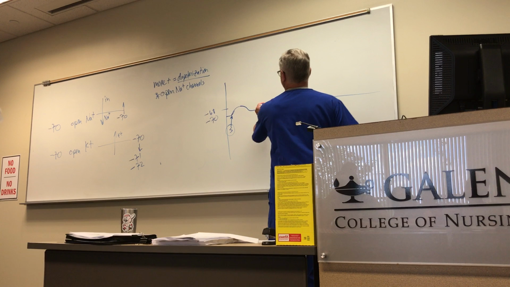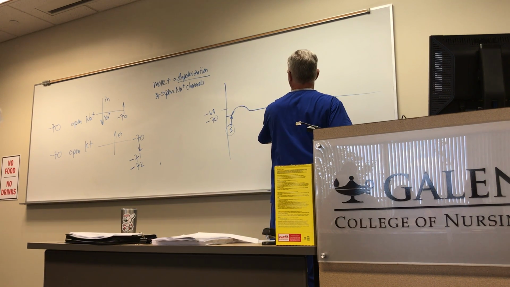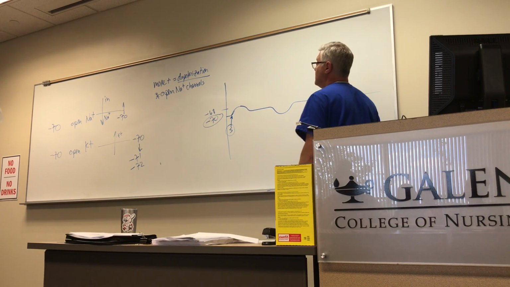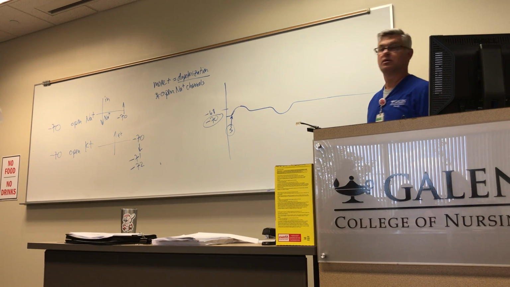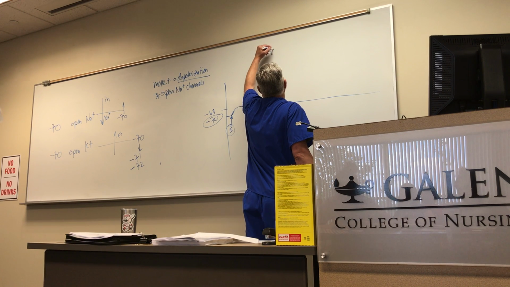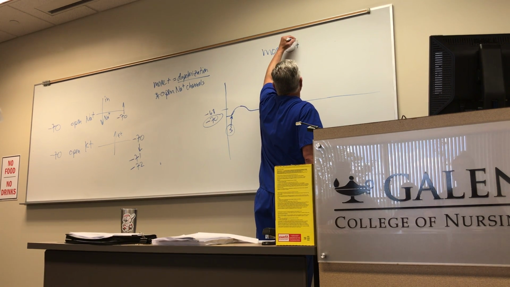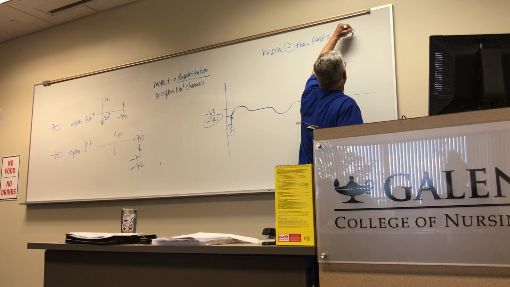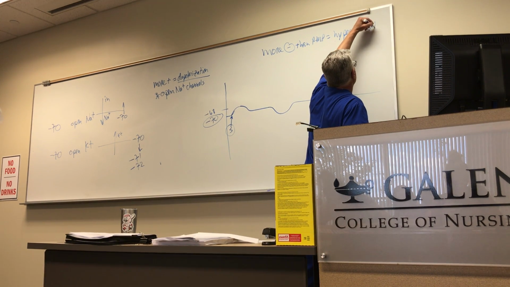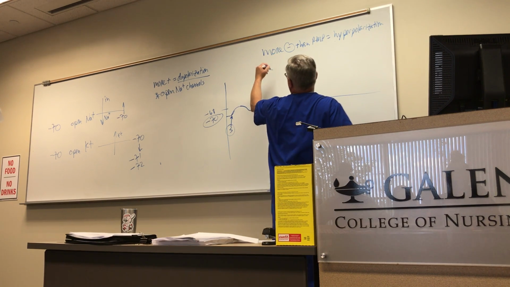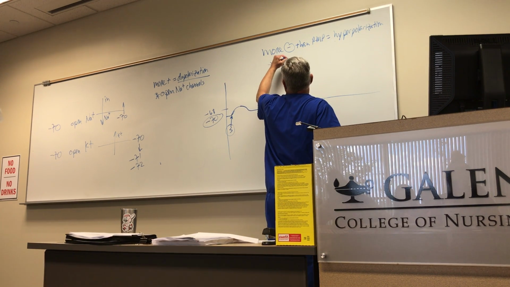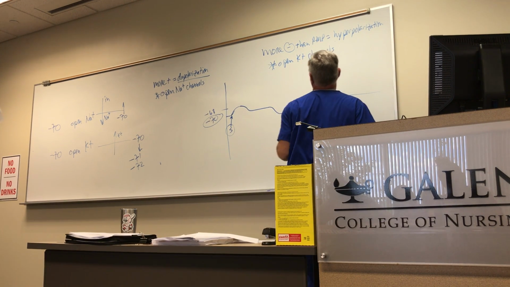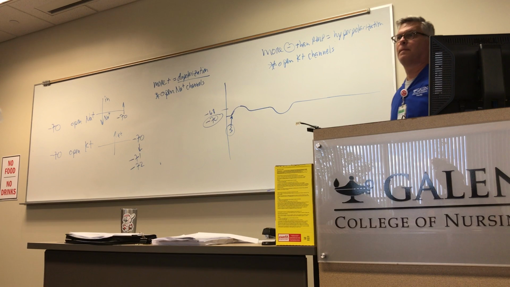If I do that, when I drop down here, like this, and then I come back, when I go below resting membrane potential, that's called a hyperpolarization. So if it's more negative than resting membrane potential, hyperpolarization. If I open potassium channels, I can do this. Okay.